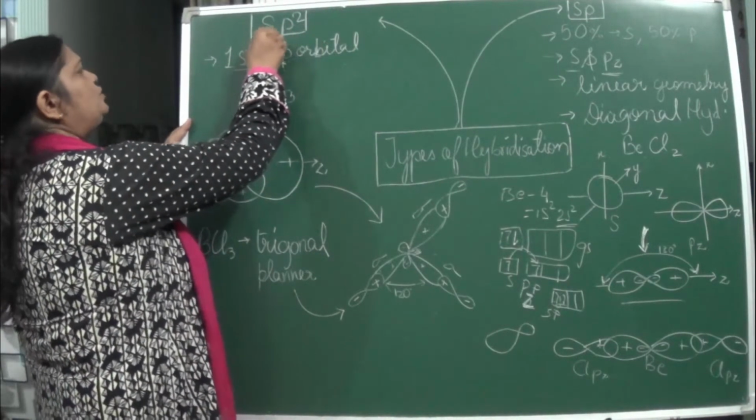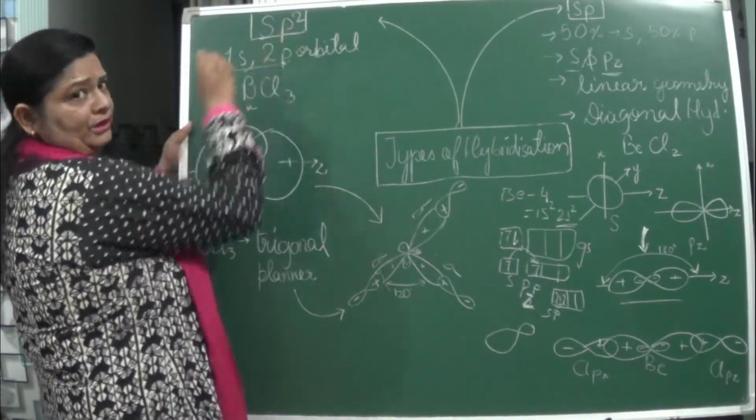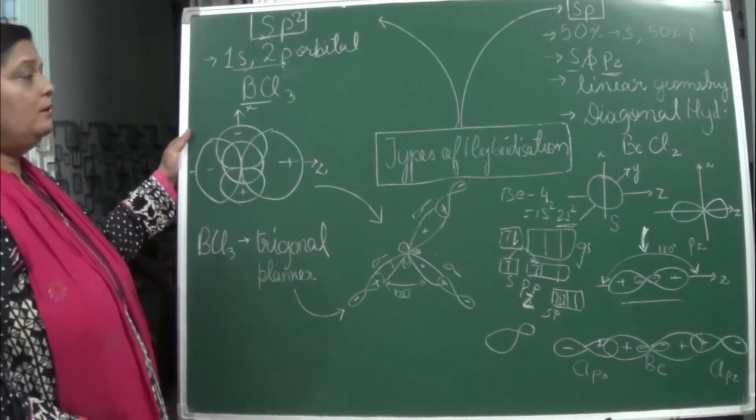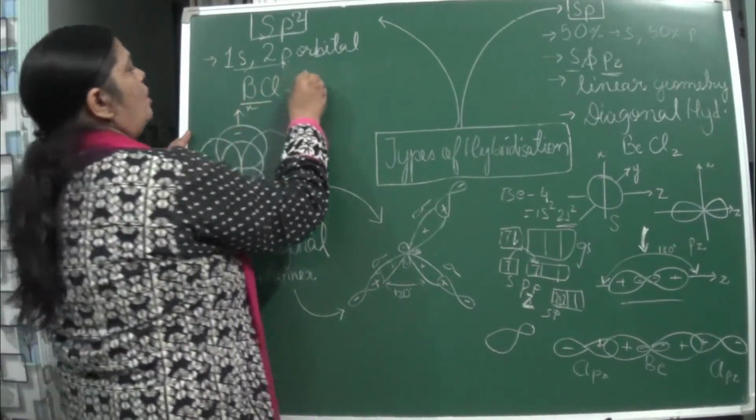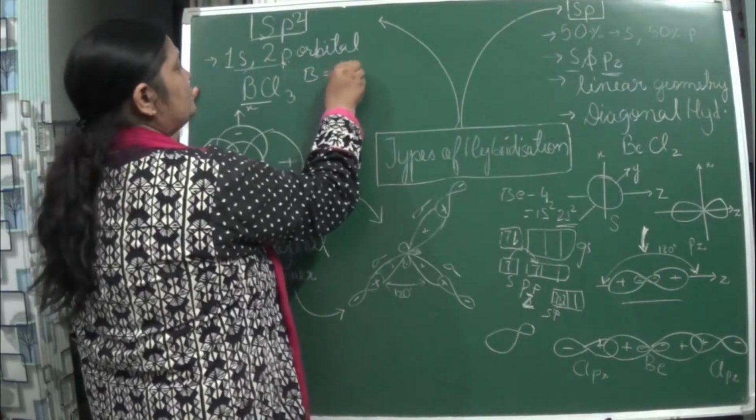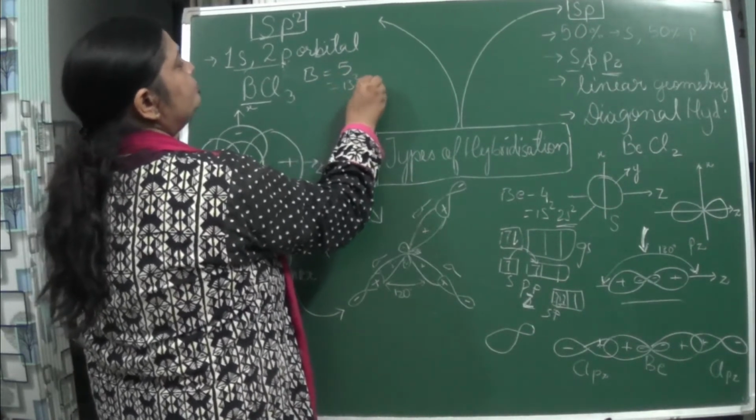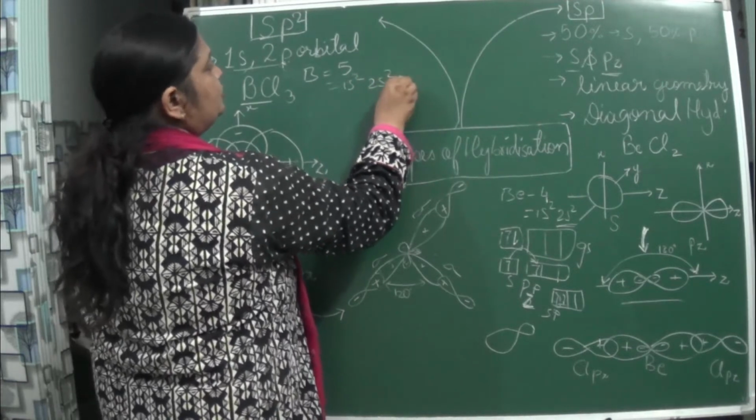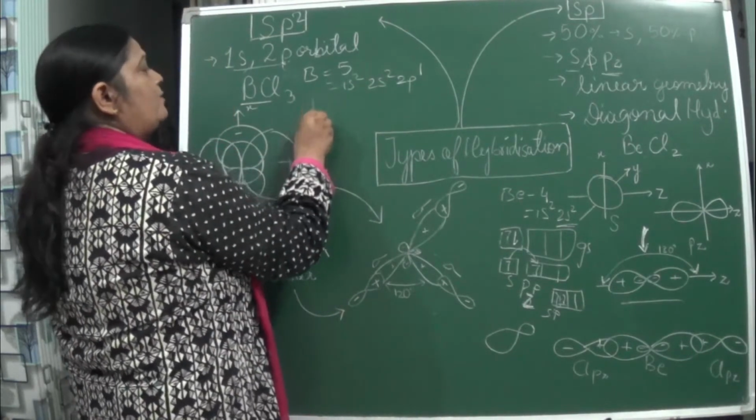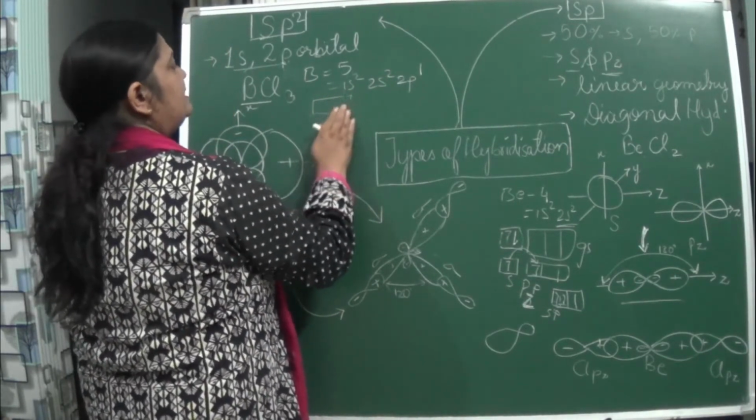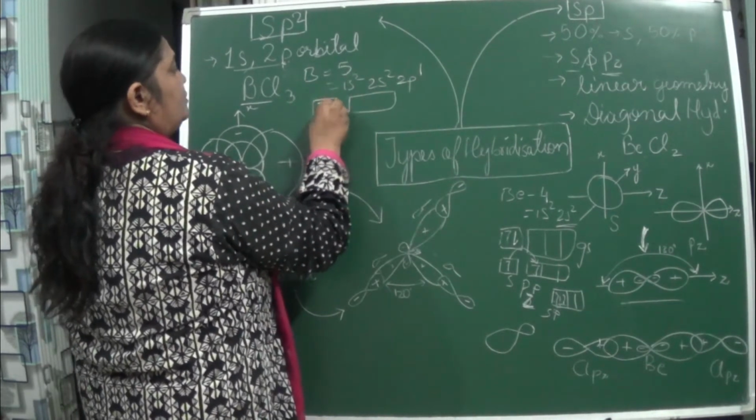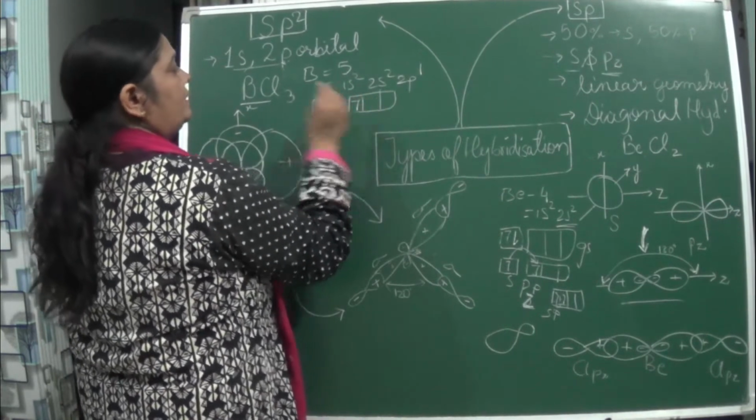Now coming to sp2. When I am saying sp2, it means 1s orbital and 2p orbitals. Taking the example of boron trichloride, when I am saying boron, how many electrons is it having? Boron is having 5, isn't it? So it becomes 1s2, 2s2 and 2p1. Now in the ground state, when you see the last shell, you will see 2 electrons over here and 1 here.